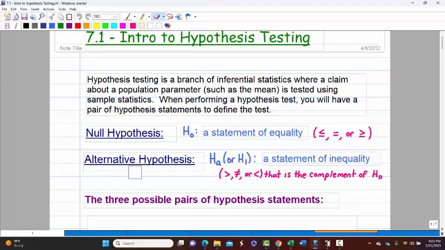Then it will pair up with an alternative hypothesis. I wrote this as either HA or H1, depending on what textbook is being used for whatever course I'm teaching when you watch this video, because some authors use HA, some use H1, but either one is fine. In other words, they're both the same thing. And they're a statement of an inequality that is the complement of the H0, the null hypothesis. So you'll see the alternative will always have a symbol of greater than, not equal, or less than.